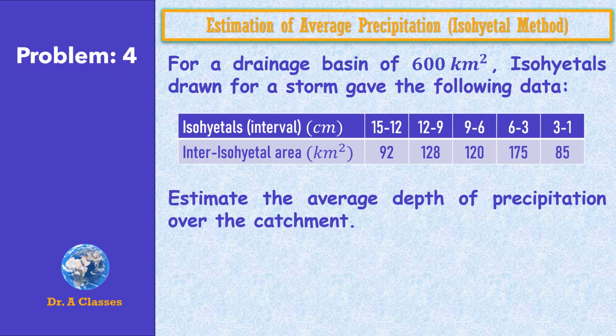Problem 4. Estimation of average precipitation, isohyetal method. Let us move on to problem 4. Estimating the average precipitation over a 600 square kilometer catchment using the isohyetal method. The isohyetal intervals and corresponding inter-isohyetal areas are provided.